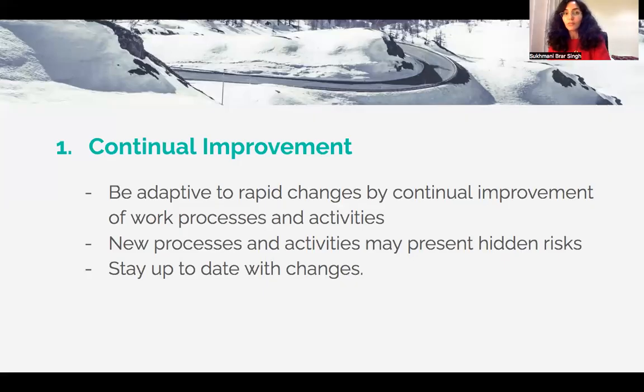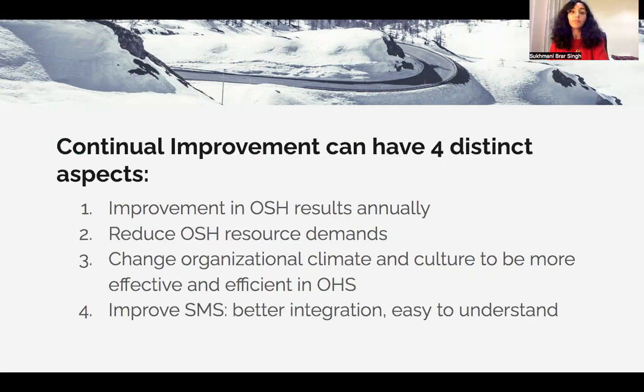With continual improvement, the goal is to be adaptive to rapid changes by continuously improving your work processes and activities. Whenever you introduce new processes and activities, there are always going to be hidden risks. So you want to stay on top of those changes to prevent incidents. With continual improvement, there are 4 distinct aspects.